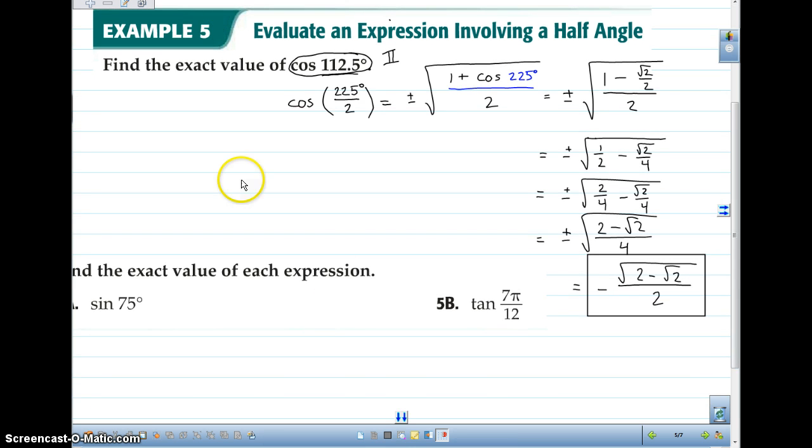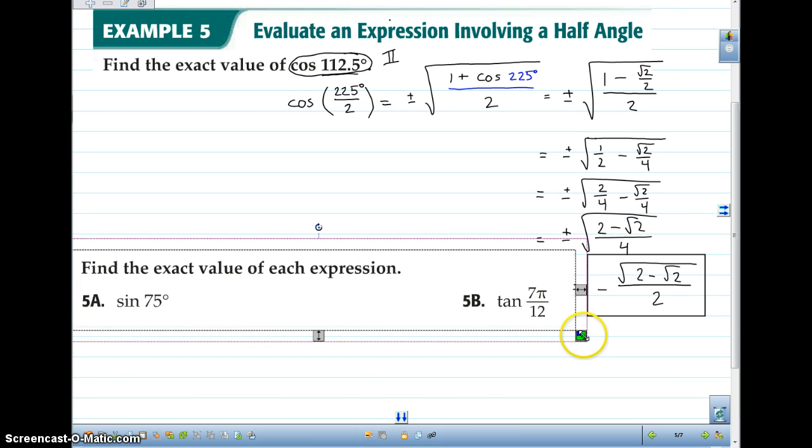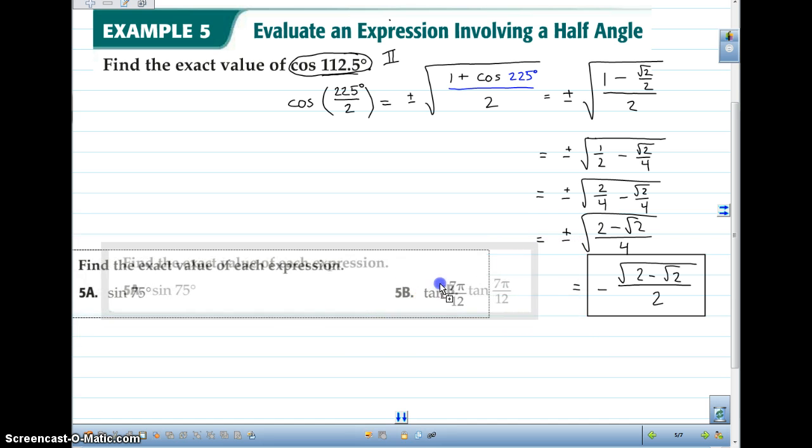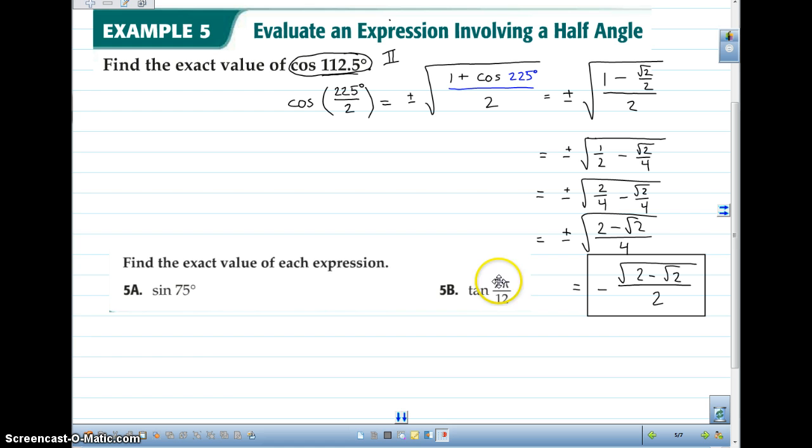Okay, so I have two more problems down here for you to try on your own. The sine of 75 degrees and the tangent of 7 pi over 12. Now we already talked about how to find the exact values of these using your sum and difference, if you could break them down into the sum of two angles or the difference between two angles. But since this lesson is on using half angles, let's use the half angle identities instead. 75 degrees happens to be half of 150. So I'll get you started. We're going to write this as the sine of 150 degrees divided by 2.